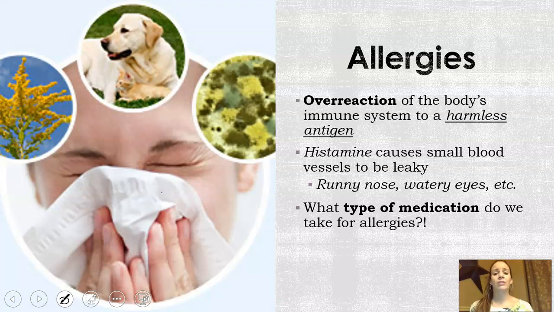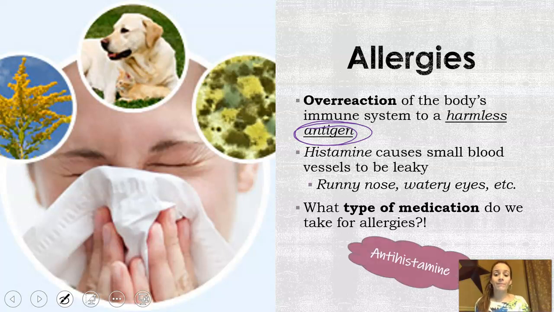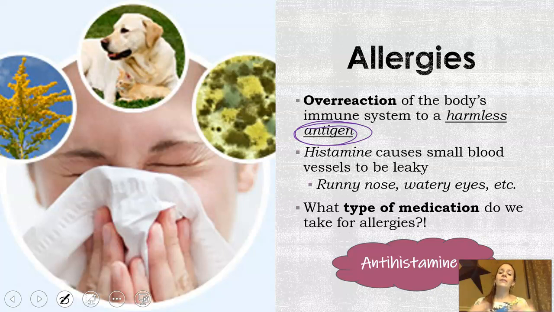So 2 other things then we need to talk about are allergies. So allergies are kind of a disease, but it's essentially your body's overreaction to a harmless antigen. So pollen isn't a bad antigen, plants need it, but sometimes your body overreacts to it. So then something called histamine causes all those blood vessels to be all leaky, which is why you run your nose, your eyes water, you sneeze. So then the question is, what do we take for allergies? Antihistamine. So histamine is what your body is releasing, so you take an antihistamine to kind of counteract that.